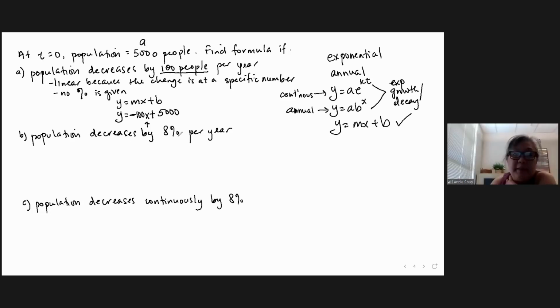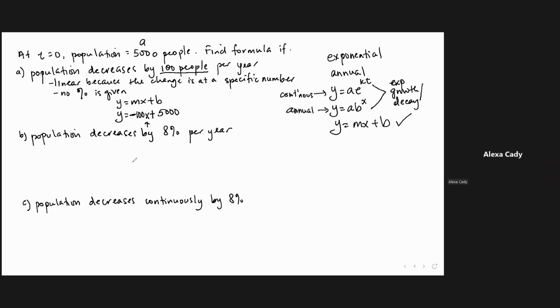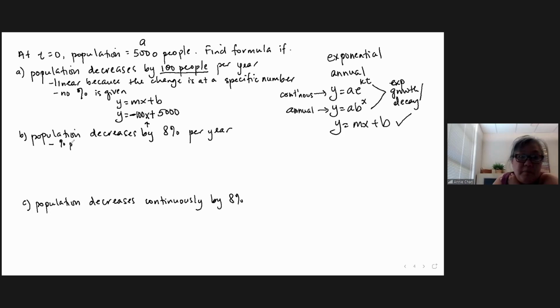What about this one? Population decreases by 8% per year. What kind of formula is this? So I have a percentage per year.